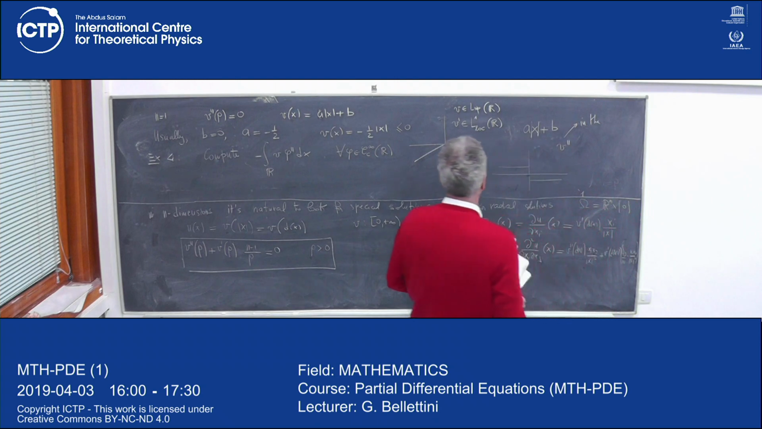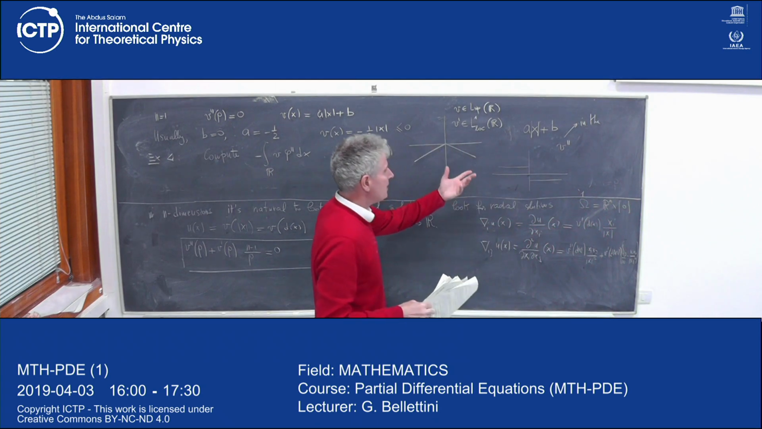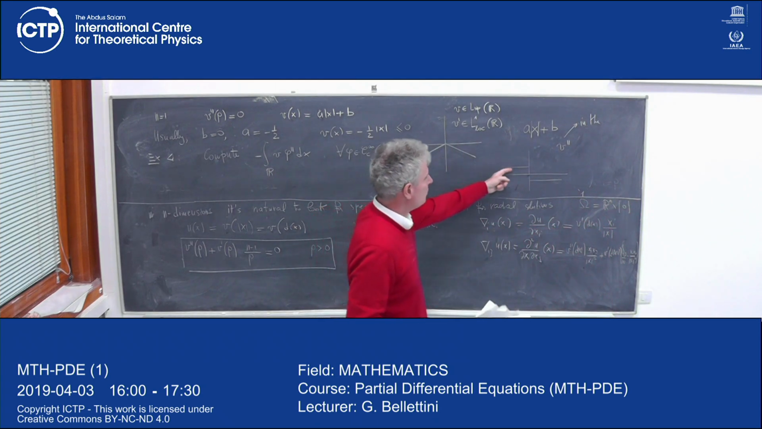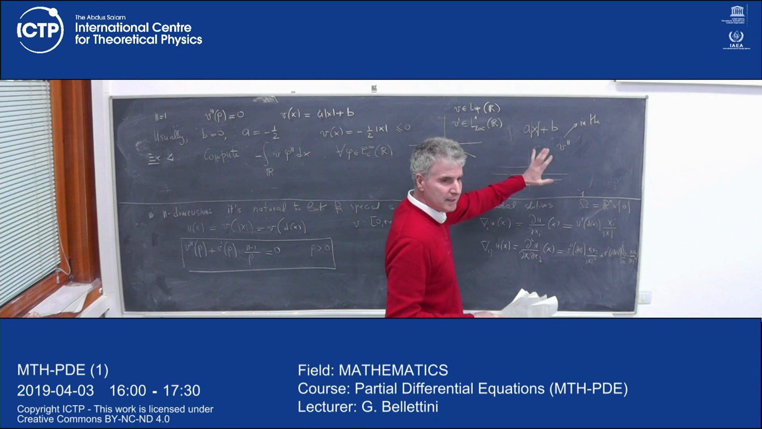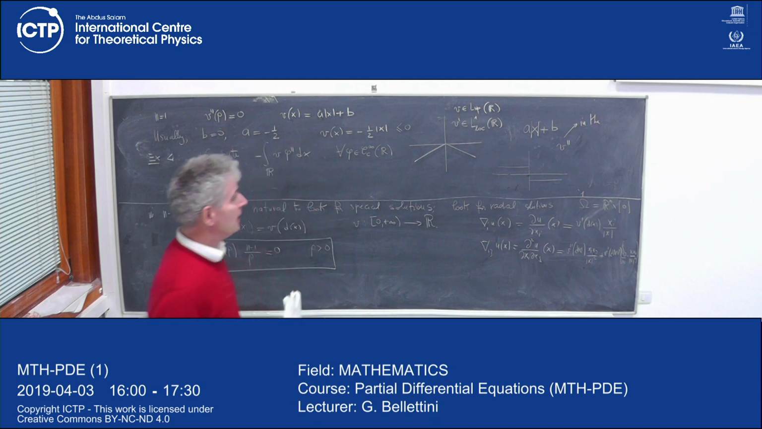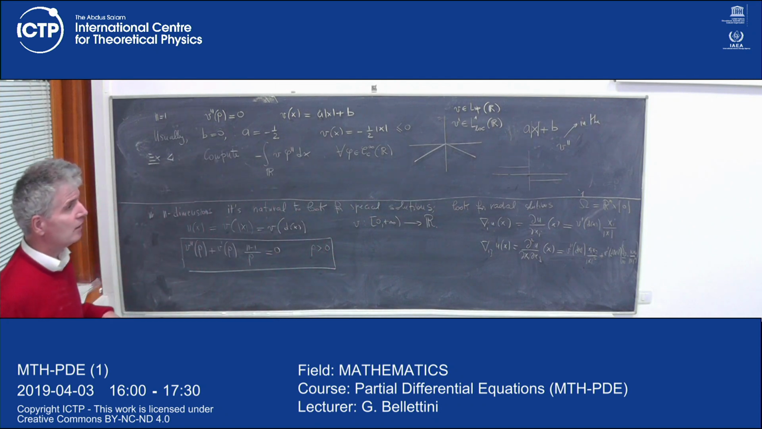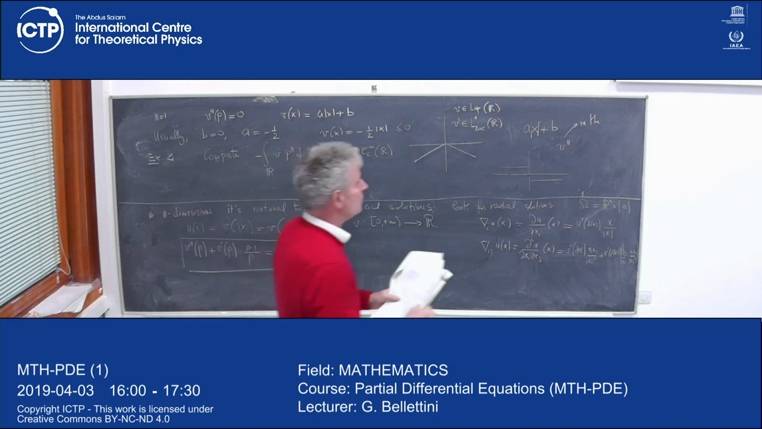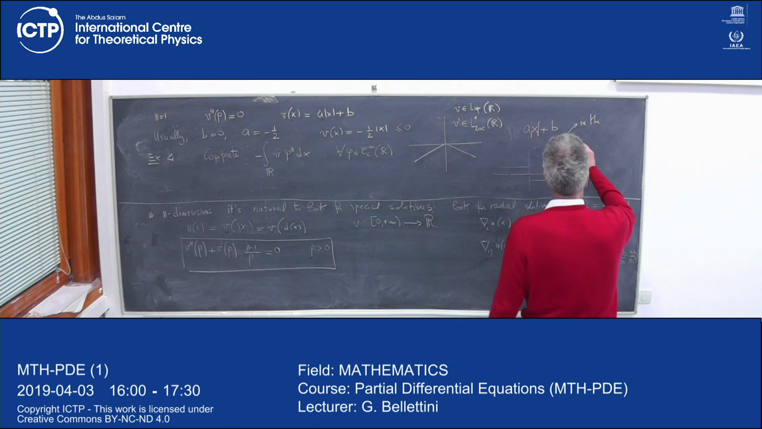Because v second pointwise would be 0, plus infinity, or maybe minus infinity in this case, and 0. So it's not really a function. So v second is not a function.